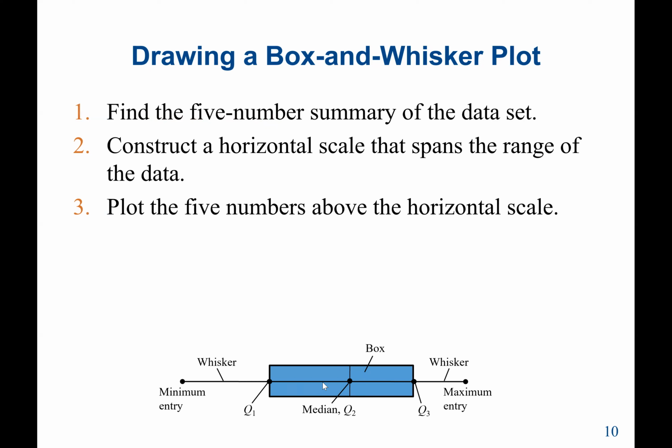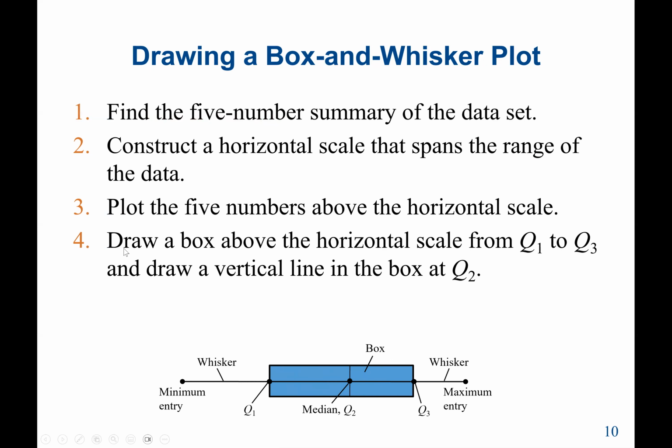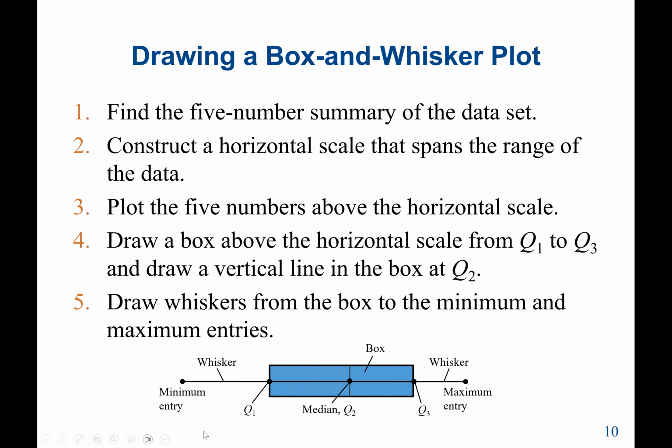Now, when we get the Q1, Q2, Q3, this is where we are going to plot the box. So we plot the 5 numbers. Then next we draw a box above the horizontal scale from Q1 to Q3. Then we draw a vertical line where we have the Q2. And that will be, again, our Box-and-Whisker plot. So from the Box-and-Whisker plot, we can tell the minimum value, the maximum value, and the Q1, Q2, and Q3 to visualize the data.